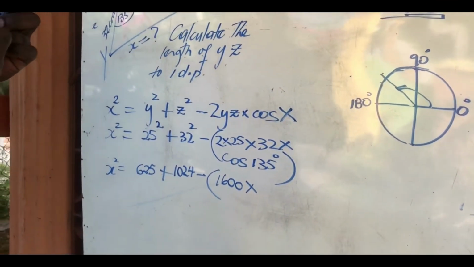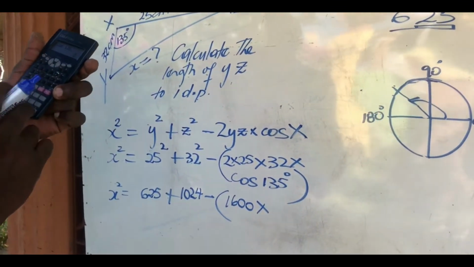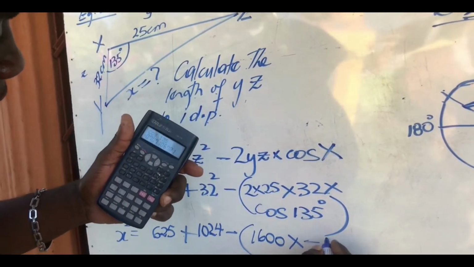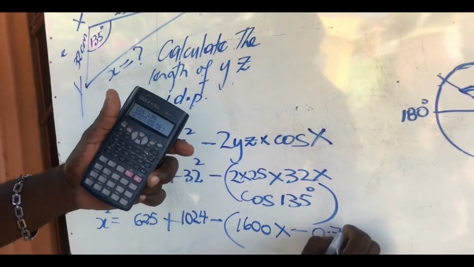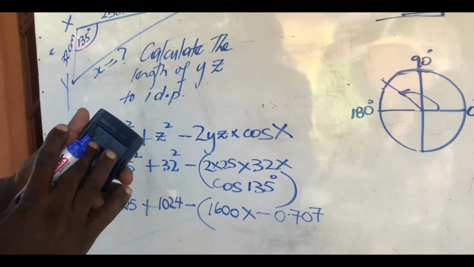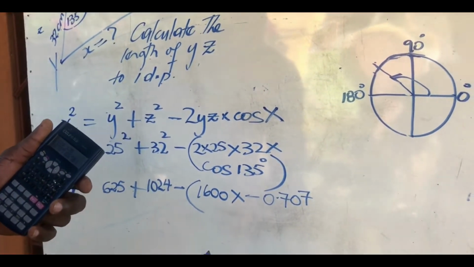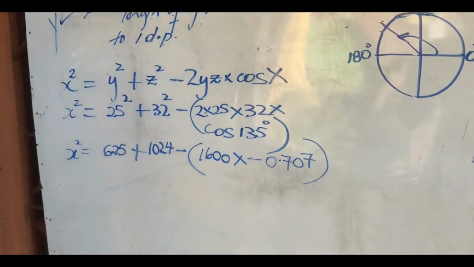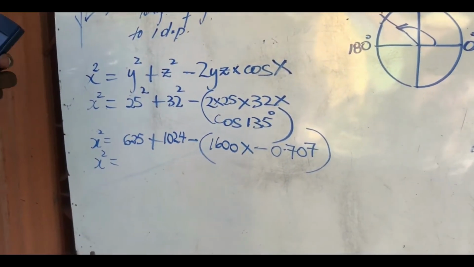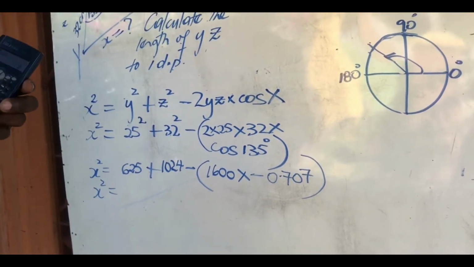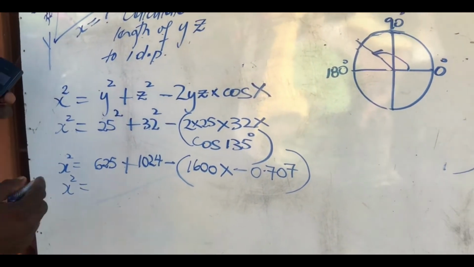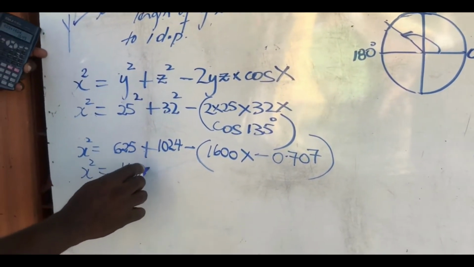So we find cos of 135 equals, and as you can see, you get a negative value. So it is negative 0.707, and usually for a certain level of accuracy we can use correct to about 3 decimal places. So it's times negative 0.707. Now x squared here equals, now we add 625 plus 1024, and you could get your calculator and check in the meanwhile. Then you press equal. What we have here is 1649.